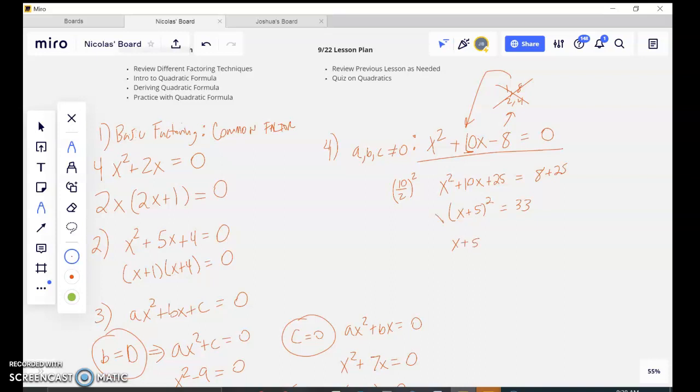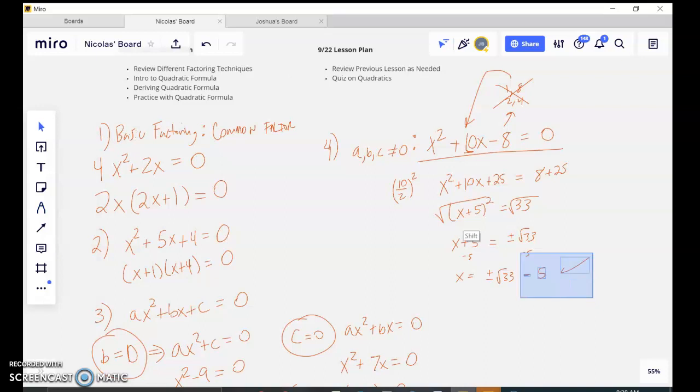x plus 5 is equal to plus or minus the square root of 33, and then just subtract 5 from both sides and we have our answer. X is equal to plus or minus root 33 minus 5, and we're done. So that's completing the square, right?